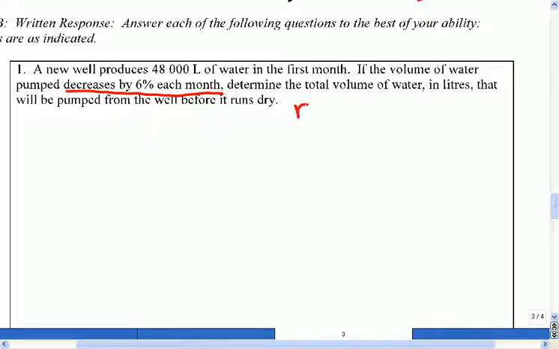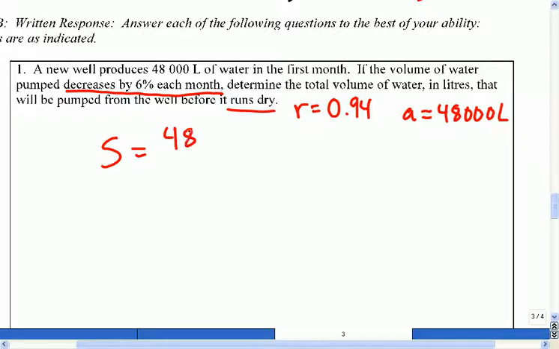94%. So we have a common ratio with 94% left over each month, and I have a first term of 48,000 liters. So that means if it runs dry, you pump this well, you flick the switch, and you walk away. You let it run forever. So that means the infinite sum will tell me how many liters of water is in that well.